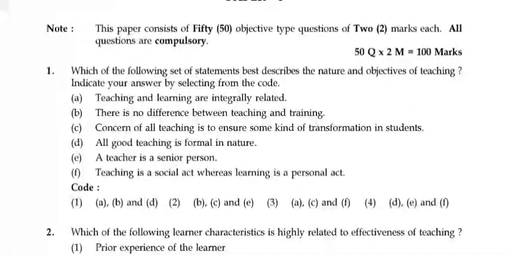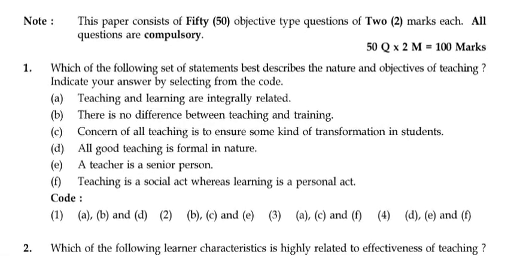Number one question that we have got, it says, which of the following set of statements best describes the nature and objectives of teaching? Teaching and learning are integrally related. There is no difference between teaching and training. Concern of all teaching is to ensure some kind of transformation in students. All good teaching is formal in nature. A teacher is a senior person. Teaching is a social act, whereas learning is a personal act.